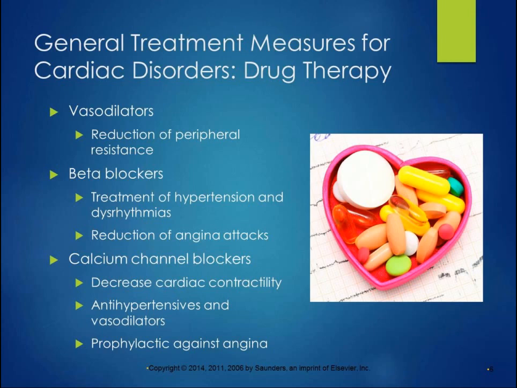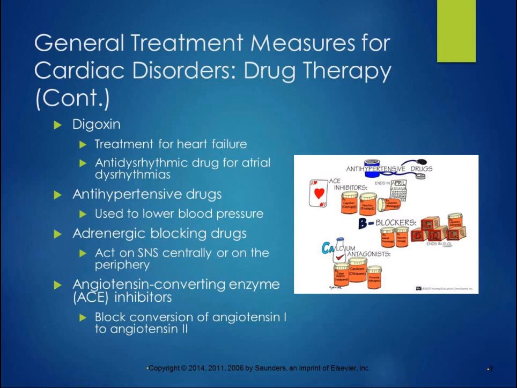Calcium channel blockers decrease cardiac contractility. They're antihypertensive and vasodilators, and they are prophylactic against angina. They dilate coronary arteries specifically, and they suppress some dysrhythmias. So those are often used. Digoxin is a lot of times used for controlling atrial dysrhythmias and for treatment of heart failure. There are some new drugs out there that they're using for atrial dysrhythmias.